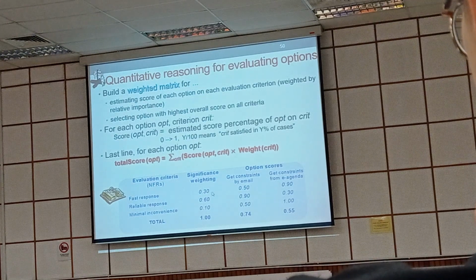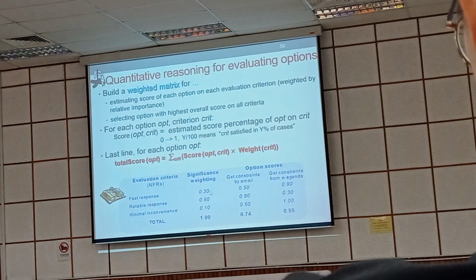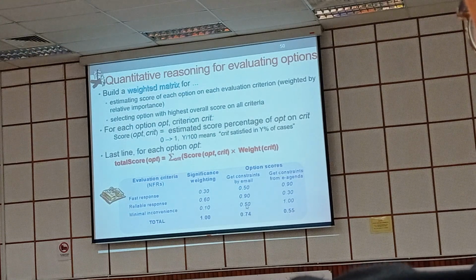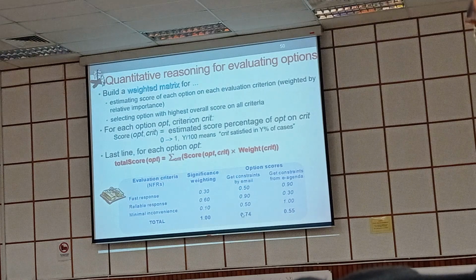Final total. Okay, 0.3, the respective weight. Respective weight need to multiply. So 0.3 multiply with 0.5. 0.6 multiply with 0.9. 0.1 multiply with 0.5. Then all the products you need to add. Just now the multiply, add. When you add, you get 0.74.